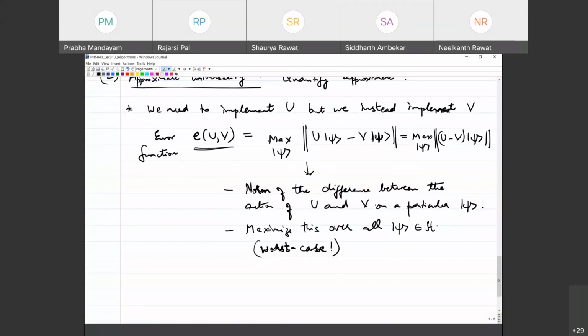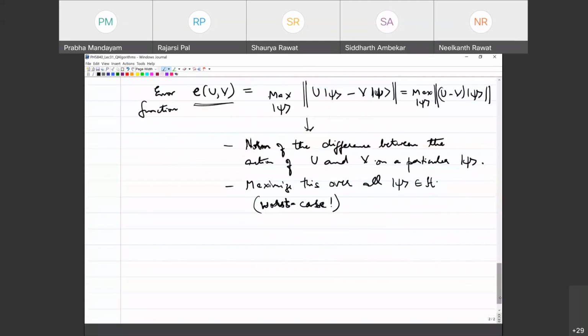And in another couple of minutes, I just want to show you that this is a very operationally sensible definition, because it tells you how the statistics differ. What happens if you implement V instead of U is that the action, of course, will change. V acting on psi will be different from U acting on psi. But finally, when I measure these two states, their statistics will be different. And as you will see in any quantum algorithm, it's the final measurement statistics that matter. So operationally, this error should quantify the error in the measurement statistics.